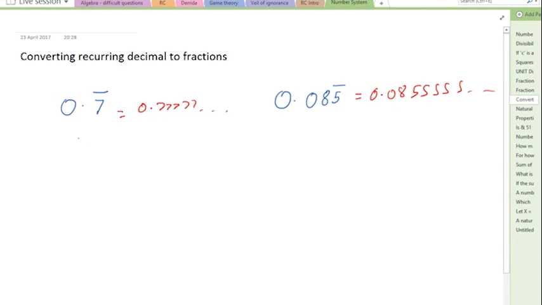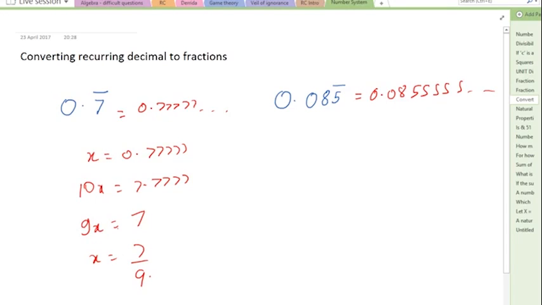Fraction to decimal you can always convert, but decimal to fraction is not straightforward. So we'll just quickly see how it's done. If x is equal to 0.7777..., then 10x can be written as 7.777..., and so on. Then you subtract them, and since the part after the decimal is the same, you get 9x equal to 7, or x equal to 7 by 9, a fraction.